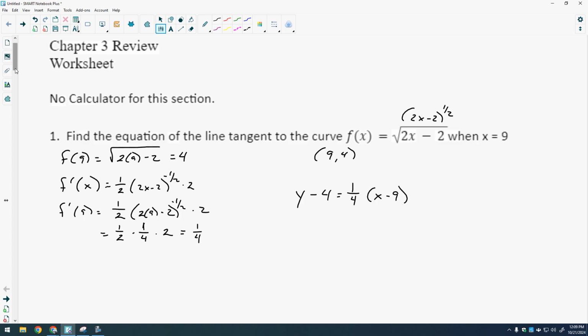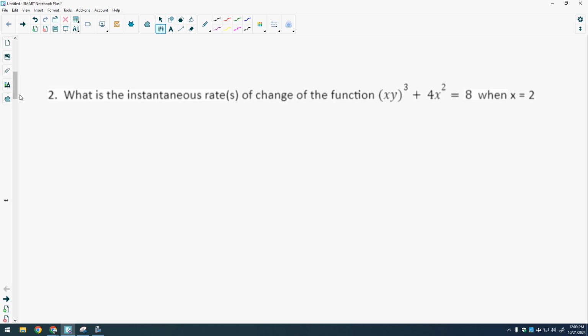Number 2. Instantaneous rate of change simply says find the derivative. So we have a bunch of stuff going on. We have power rule, we have chain rule, we have implicit differentiation, all 3 concepts. Derivative of the outside function 3 comes in front. Derivative of the inside function, so I'm multiplying times the derivative of the inside function.